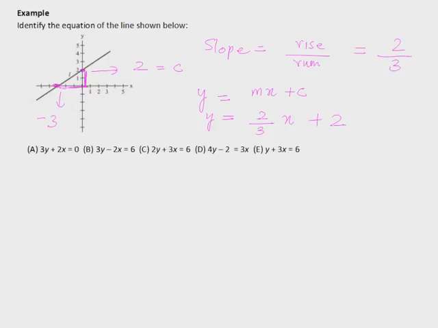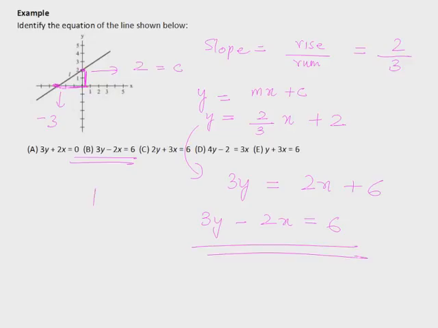Well, the way they've given it, nothing tallies. So I've got to play around with my equation to make it match one of them. So I multiply throughout by 3. So I get 3y is equal to 2x plus 6. I multiplied both sides by 3. How does it match? Yeah, it's B. 3y minus 2x is equal to 6. So B is the answer.